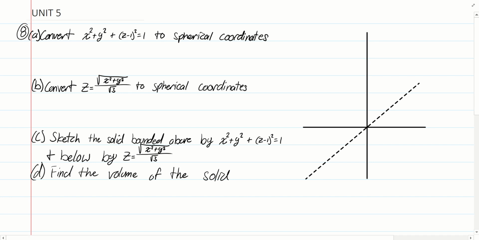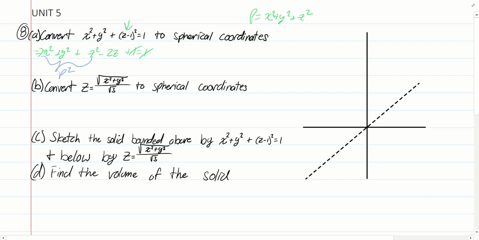So looking at this, knowing that rho squared is equal to x squared plus y squared plus z squared, I know that I want to expand this z minus 1 squared, which then will give us x squared plus y squared plus z squared minus 2z plus 1 equals 1. The 1's cancel out. And now this right here can become rho squared. Now I need to find out my substitution for my z.